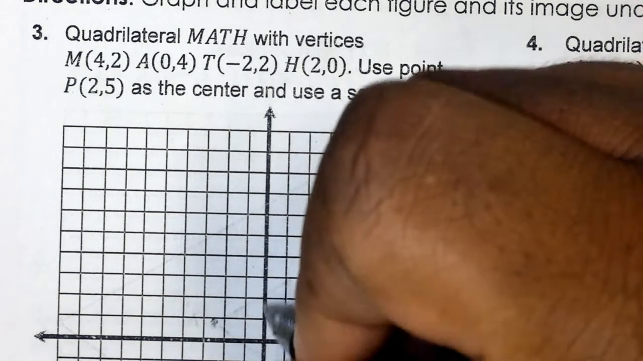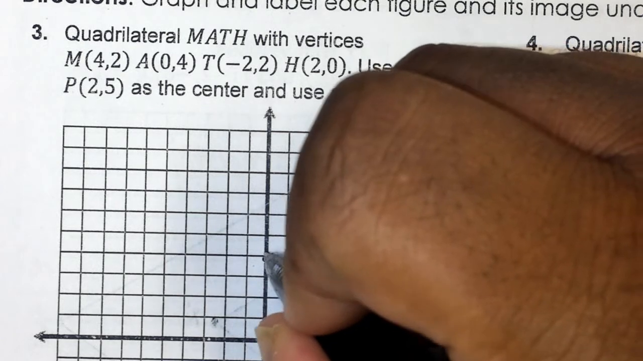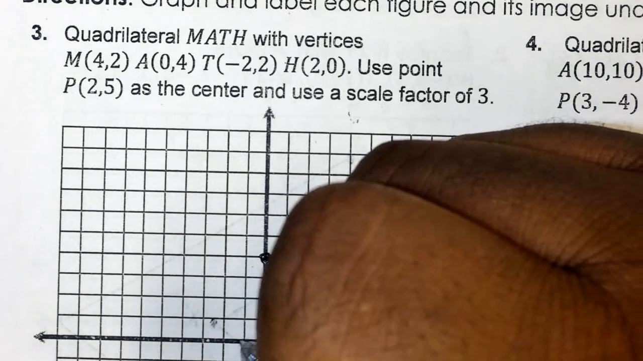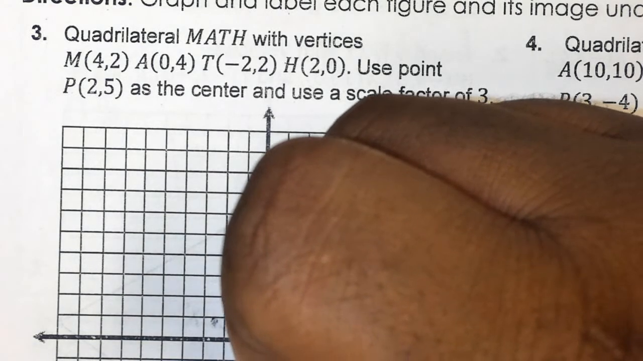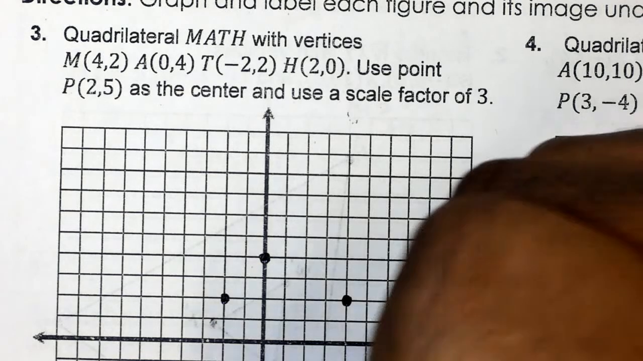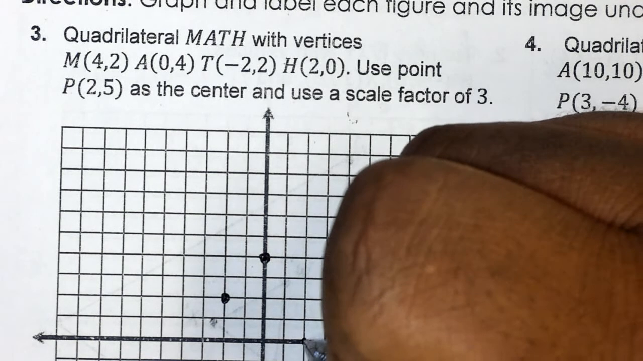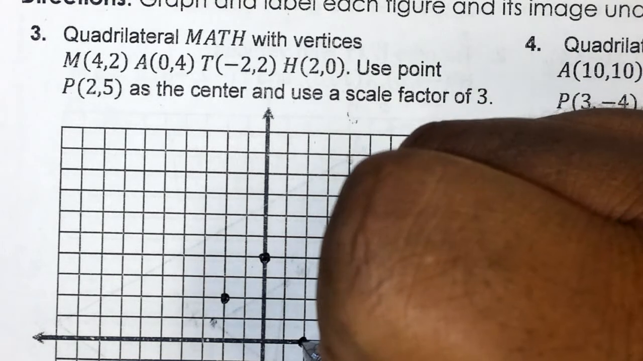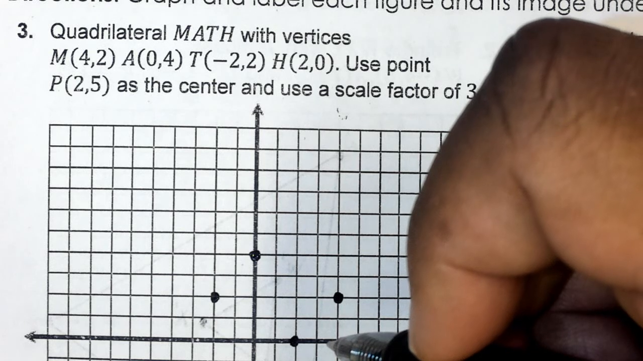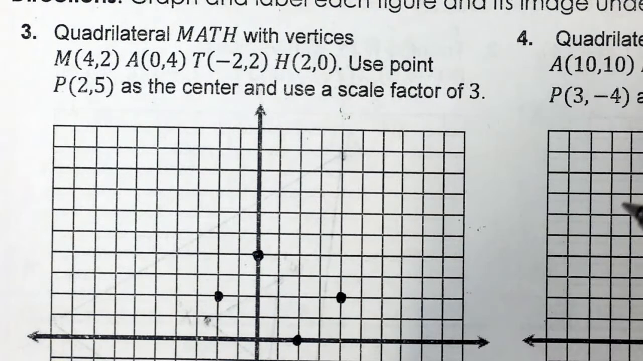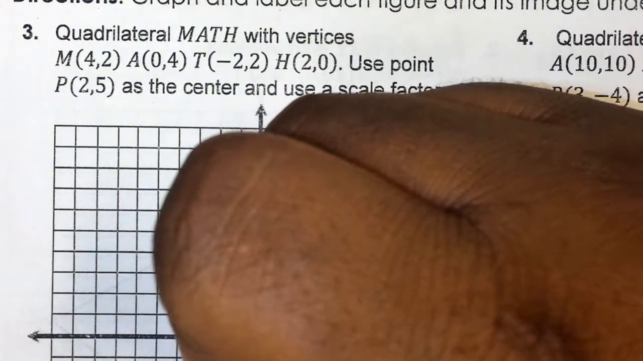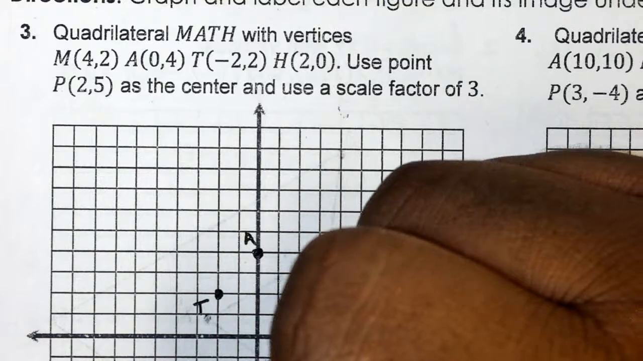A is at 0, 4. Told you the back is different. T is at negative 2, 2. And then H is at 2, 0. So M, A, T, H.